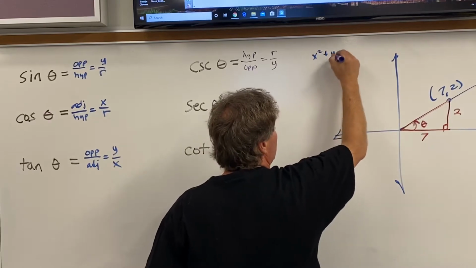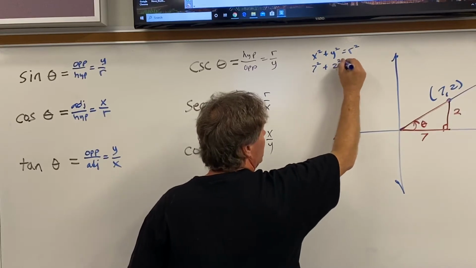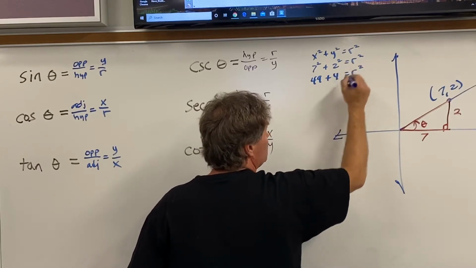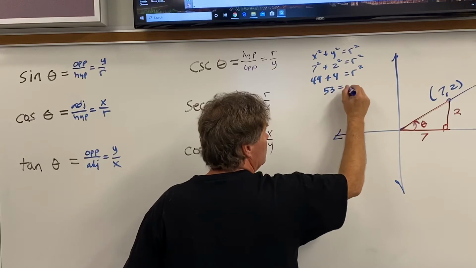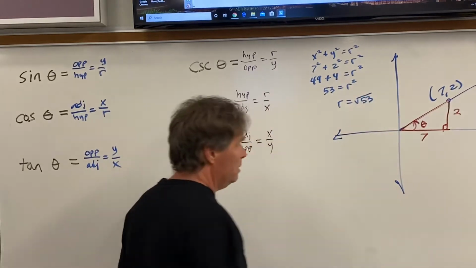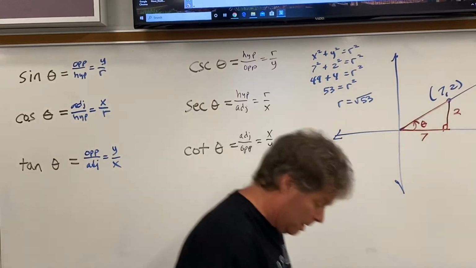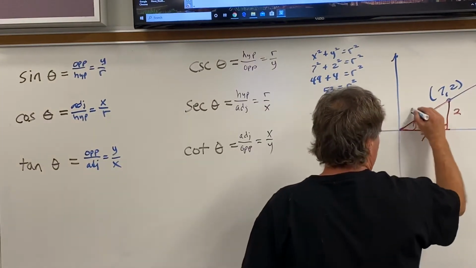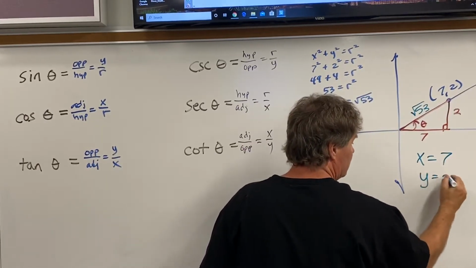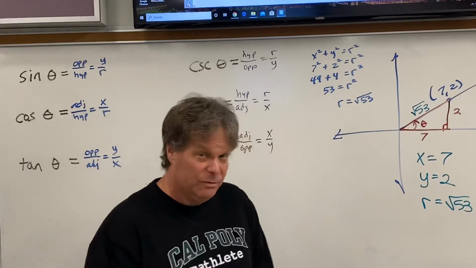x squared plus y squared is r squared. So 7 squared plus 2 squared is r squared. 49 plus 4 is r squared. That's 53 is r squared. So r must be square root 53. Not a pretty number, but that's what it is. Sometimes it's not a pretty number. So x is 7, y is 2, r is square root 53. Sometimes they're ugly like that. That's the way it is.